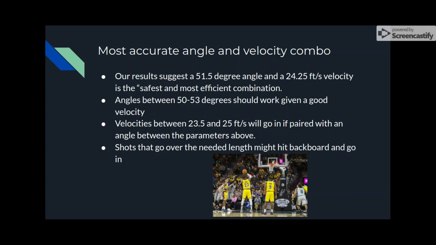So our test was semi-perfect because we did not acknowledge the backboard, but there are many more factors that would go into finding out whether the shot would go in off of the backboard using angles and velocities. So for swishing a free throw, these are the safest results we could get: a 51.5 degree angle and a 24.25 feet per second shot.